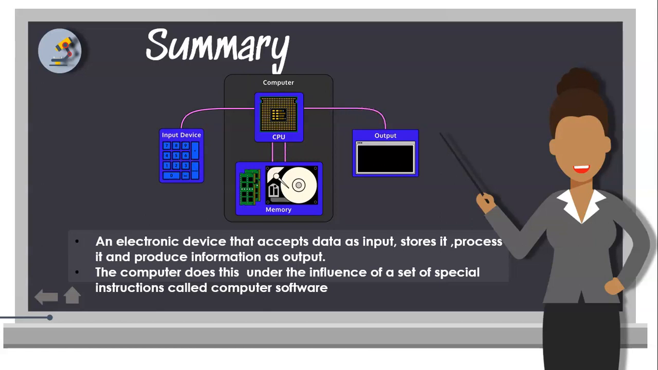In simple terms, we'll look at a definition of a computer now as an electronic device that accepts data. So now let me pause here. There are numbers being pressed, 1, 2, 3, on the picture. That is data, and the device that accepts data, the computer, stores it in memory. Then the CPU processes it and produces information as output on a screen. The computer does this under the influence of a set of special instructions called computer software. So there are two things, hardware and software, which is a lesson we will look at soon in the next series.